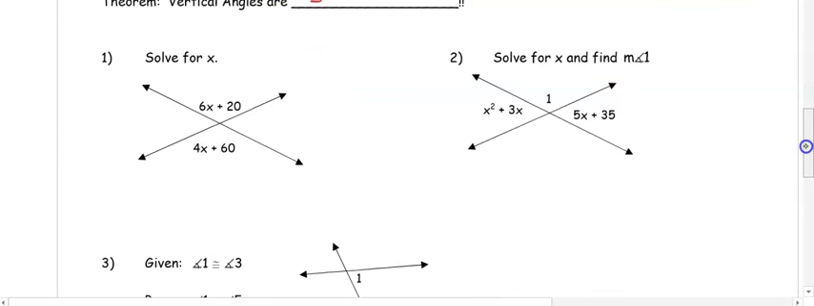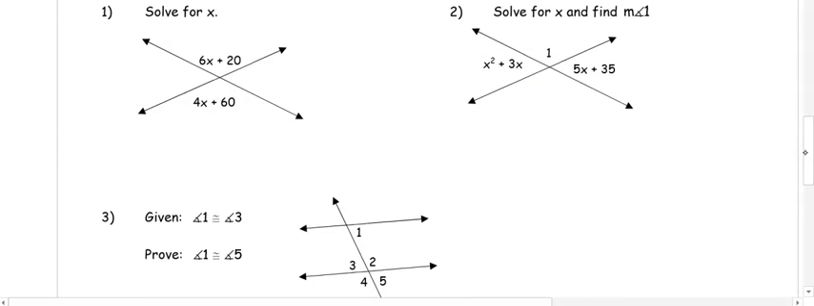so we can use those to solve for a variable. So number 1, we want to solve for x. So these are vertical angles that are going to be congruent to each other. So we would have 6x plus 20 is equal to 4x plus 60. That gets us 2x equals 40. We divide, and x is 20.